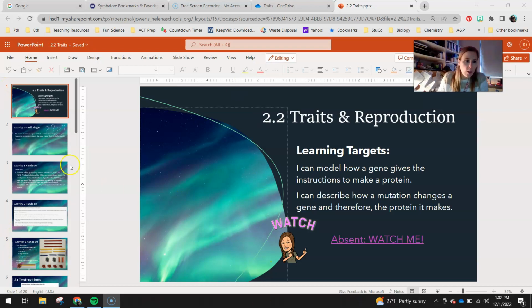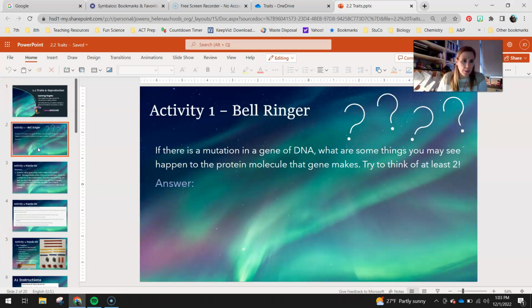Okay, so moving on, you guys had a little bell ringer today on slide 2. If there is a mutation in a gene of DNA, what are some things you might see happen to the protein molecule that the gene makes? So we know that DNA is the blueprint for life, but really, it's the instructions to make proteins. So if we mess up the instructions, what are some changes you could see? Try to think of at least 2 things that could happen to that protein.